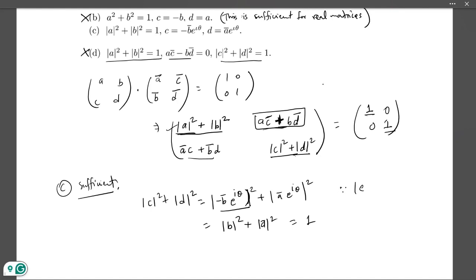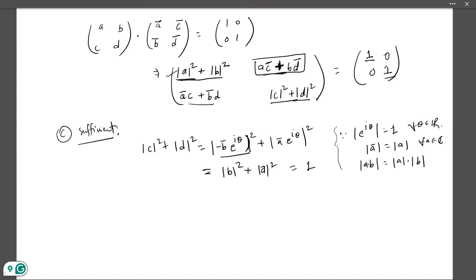Here I'm using this fact, mod of e power i theta is equal to 1 for every theta in the real numbers. And I'm using this property also, mod of A bar is equal to mod A for every A in the complex numbers. And also, mod of A into B is equal to mod A into mod B. So all these properties we are using, and then we are getting mod C square plus mod D square also equal to 1. Okay.